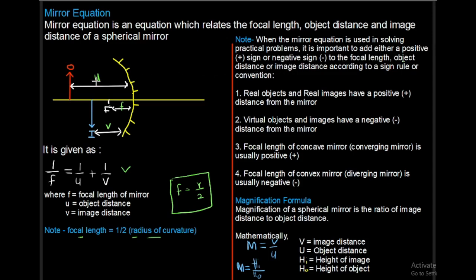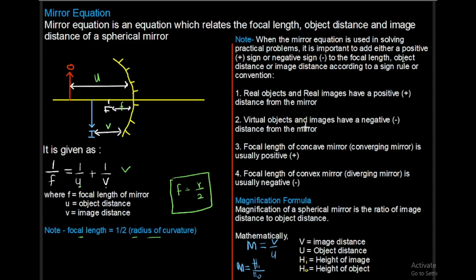That's to say, in this formula, we can have f to be positive or negative. We can have u to be positive or negative, and then we can have v to be positive or negative. It all depends on the rule. All right. What are these rules we are talking about? Number one, it says real objects and real images have a positive distance from the mirror. All right. That's to say, if they give you a question that says the object is real, or the image is real, their distance will be positive. So in that case, u is going to be positive if the object is real, and v is going to be positive if the image is real.